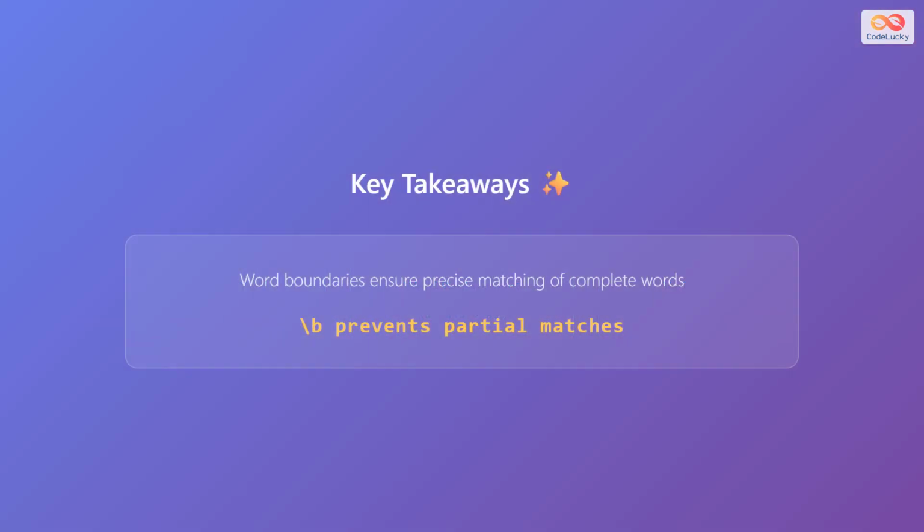The key takeaway is that word boundaries ensure precise matching of complete words. Using \b prevents partial matches, allowing you to target specific words accurately. This is crucial for tasks like data cleaning, text analysis, and information retrieval.